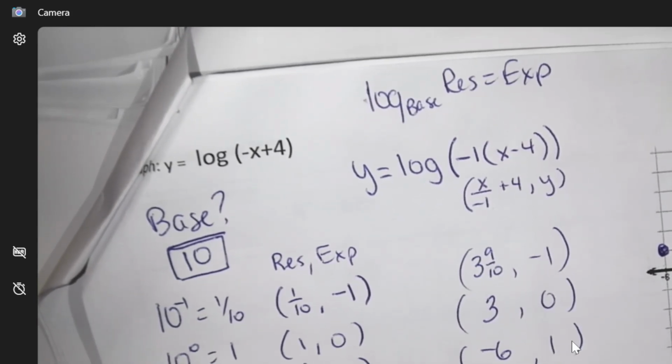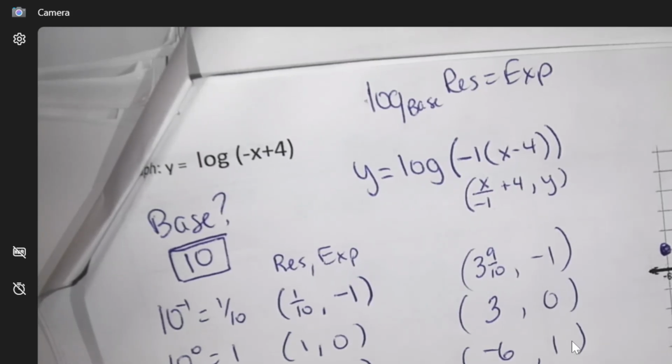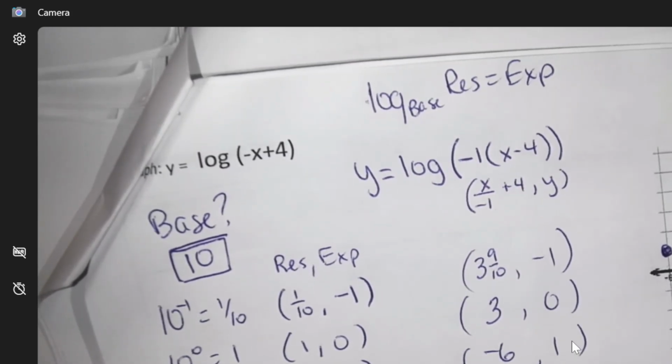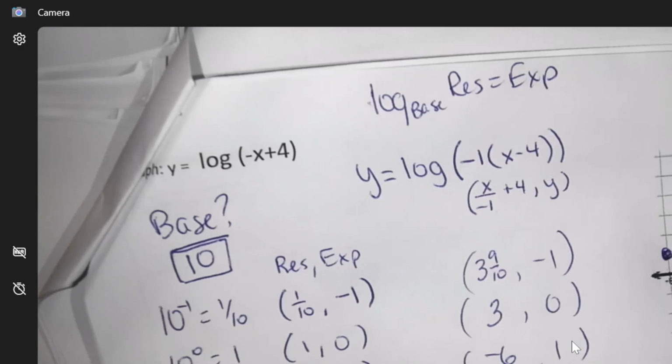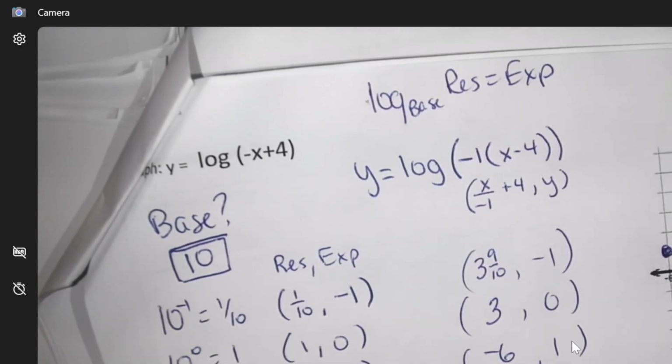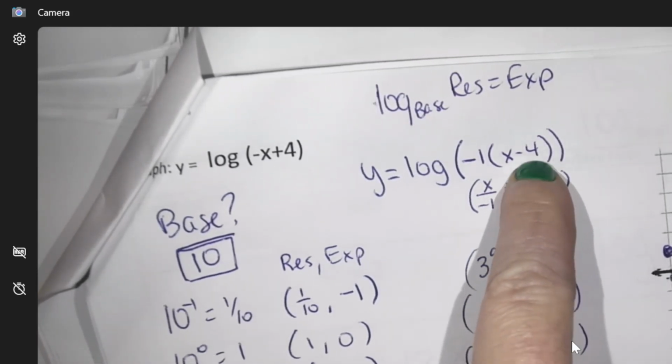Okay, so where is the asymptote as well? Where should the asymptote be located? What x value? A positive 4, because it's shifted. How did it shift? Right 4.